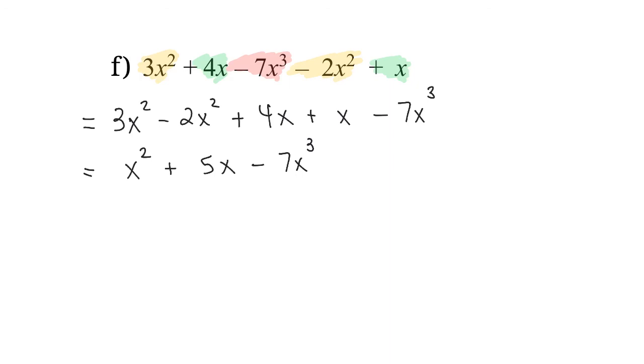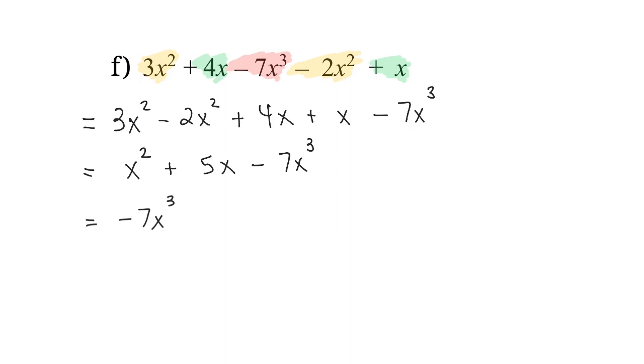So if I take a look at my exponents, I have a term with a squared, a term with a 1 as the exponent. Remember, if you don't see an exponent, there is a 1. And then I have an exponent of 3. So the highest exponent here would be the x cubed. Because it's the highest, it actually should be listed first. So I'm going to put negative 7x cubed.